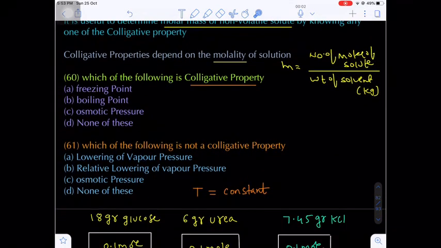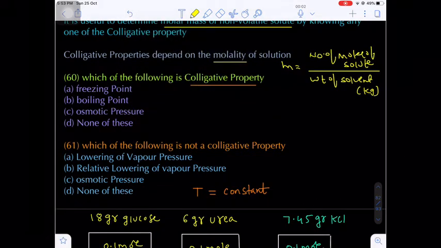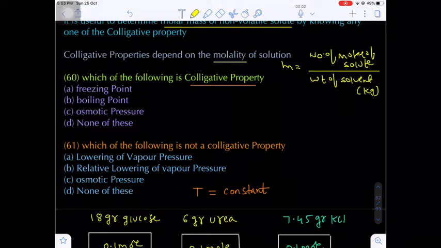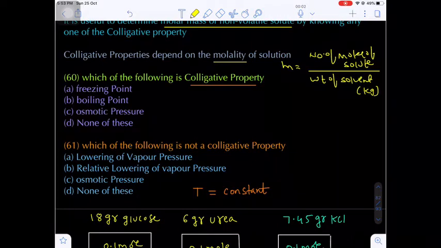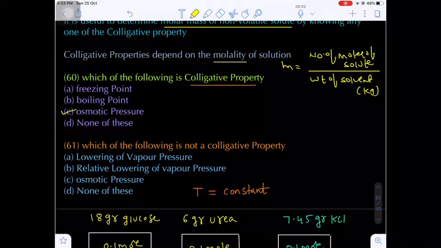Okay. Now, out of the four options, the first option, freezing point, is not a colligative property. Colligative property will be the depression in the freezing point. Okay. So second one, boiling point, is also not a colligative property. Elevation in the boiling point is a colligative property. Remember, osmotic pressure is itself a colligative property. Are you getting my point? So freezing point and boiling point are not colligative properties.